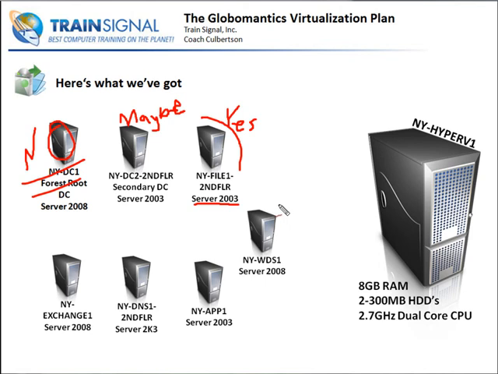Okay. All right, our Windows deployment server here, WDS1. It's a Server 2008 box. Yeah, absolutely. A Windows deployment server is a good option for virtualization. Let's go over here. NY Exchange 1, our Exchange server. What do you think?